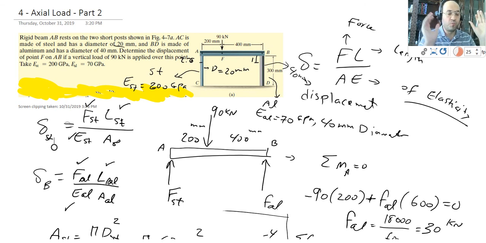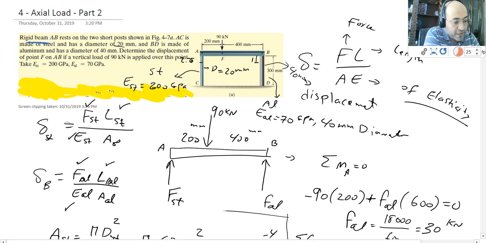So we have two rods on two sides. We call them two short posts, and there is a rigid beam. The word rigid is very important. Rigid is something that when you apply force to it, it doesn't bend, it doesn't twist, it stays solid. That's the definition of rigid. So we have the bar on the top, which is rigid.